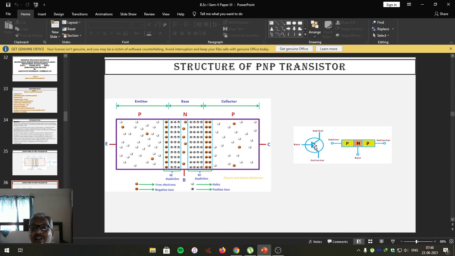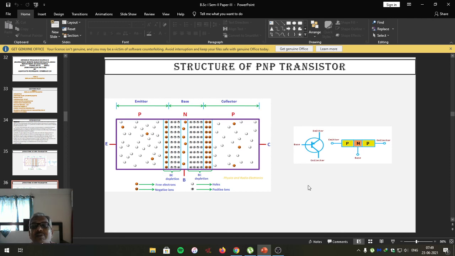The arrow is represented on the emitter terminal here also, but the arrow is inward, meaning the arrow is towards the base, indicating that conventional current will flow from emitter towards the base, but the charge carrier will flow from base to emitter. Here the direction of motion of charge carriers and the direction of emitter current are both the same, but in the case of the NPN transistor, those are opposite to each other. Try to remember these differences between PNP and NPN transistors. This is also the unbiased structure of the PNP transistor.